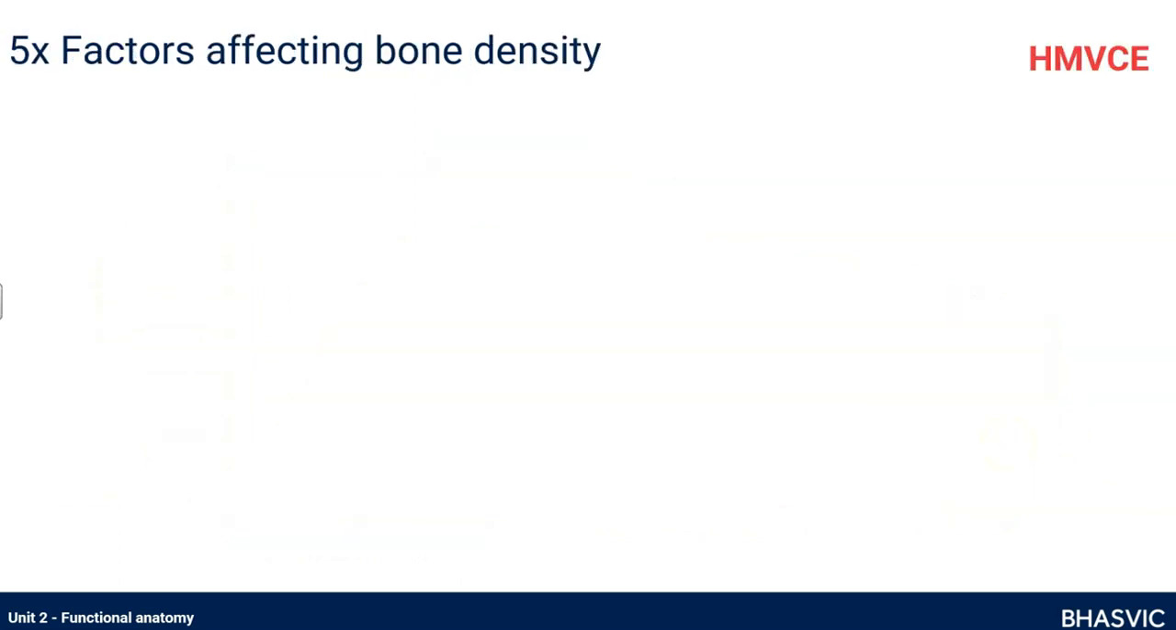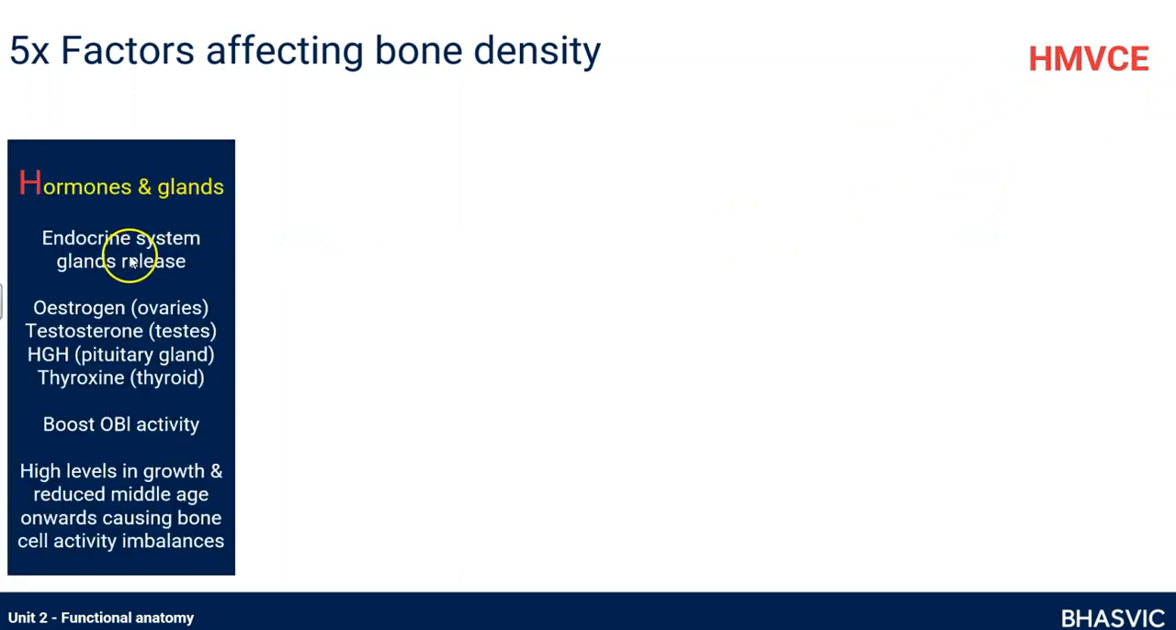So what things can influence bone density then? There are 5 things that I want to make you aware of, a couple of which I've already mentioned. And I've put this acronym up here, HMBCE, just to prompt you. So H is for hormones. And hormones are part of the endocrine system.